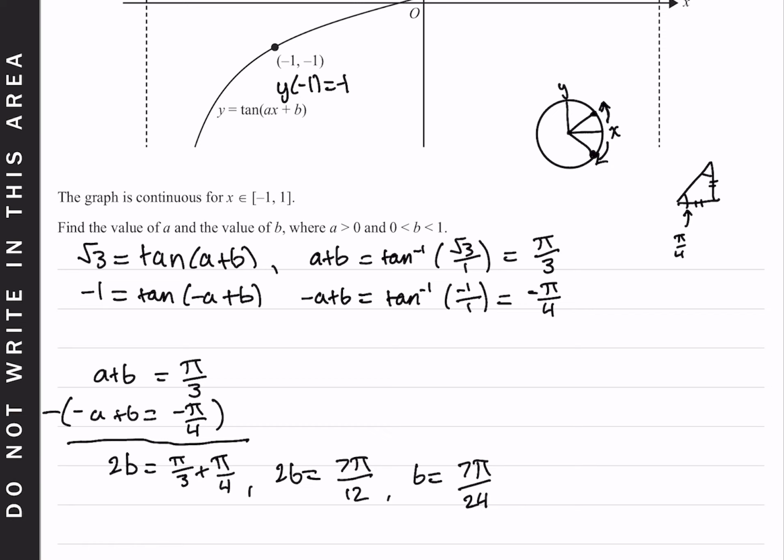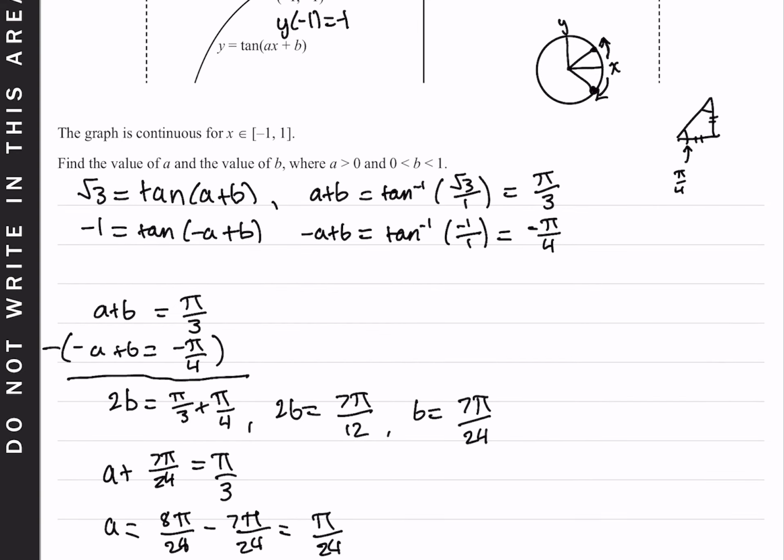And now we have the two equations, a plus b equals pi on 3 and negative a plus b equals negative pi on 4, where we can sub b equals 7 pi on 24 in to find what a is. Here we subbed it into the top one. And then we want the same denominator, and then we solve. And we get pi on 24. And then we check that it's in the bounds given at the top, which it is.